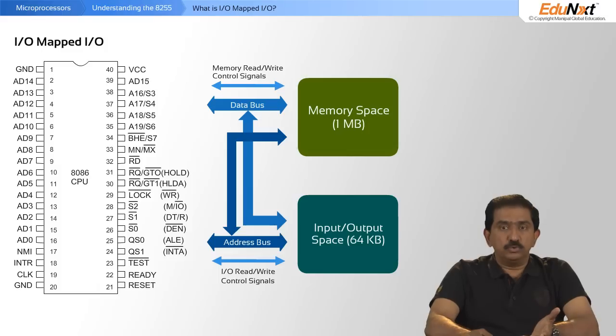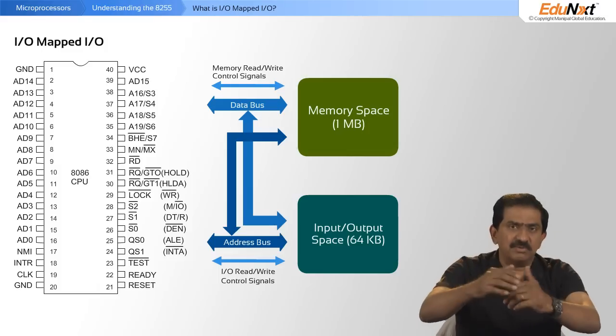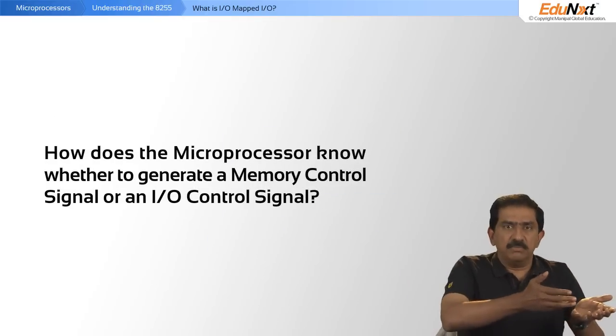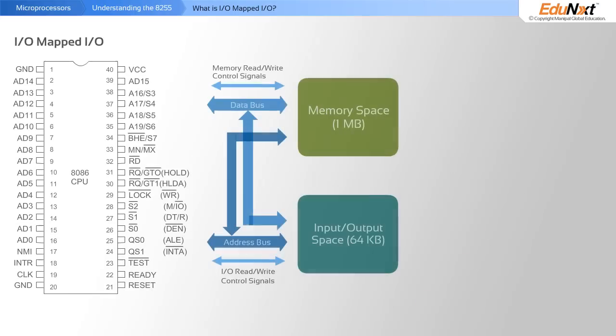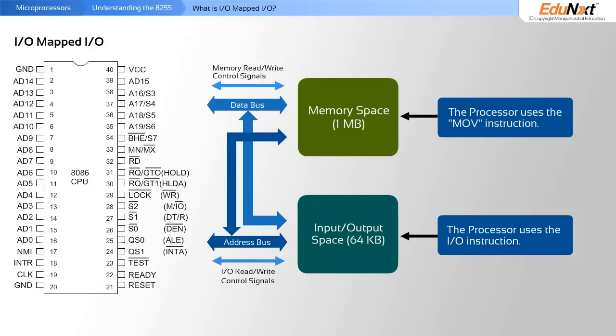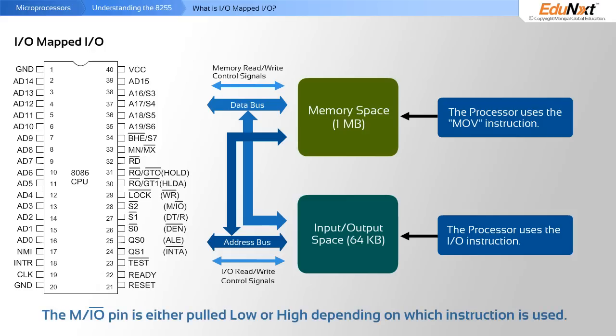Now, if you wanted to access the memory device, how does the processor know whether to generate a memory control signal or an I/O control signal? Whenever the processor uses an IN or an OUT instruction, this is called an I/O addressed device. And whenever the processor uses a MOV instruction, it's a memory access operation. Automatically, the M/IO bar pin is either pulled low or high based on which instruction you as a programmer use. This is how I/O mapped I/O works.